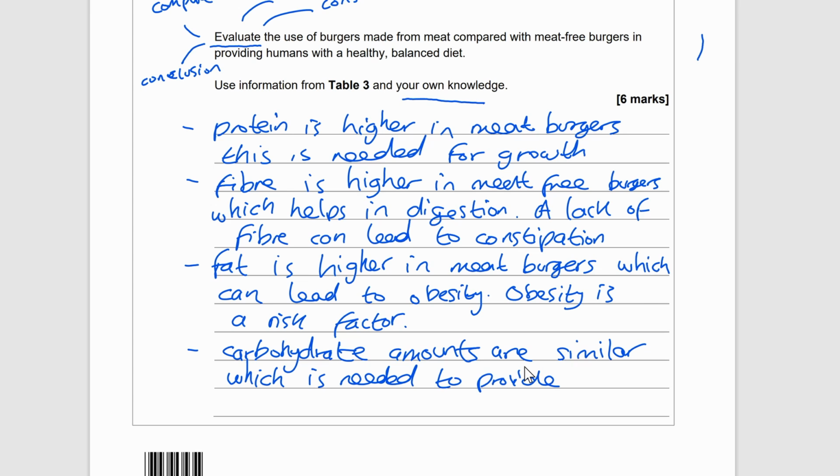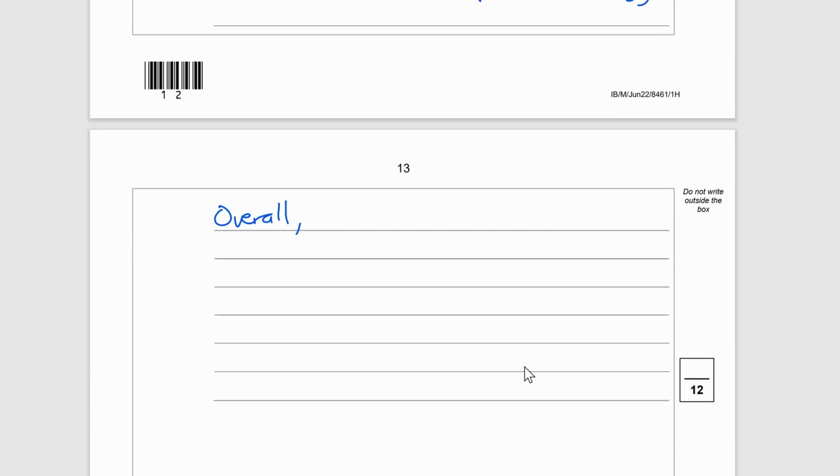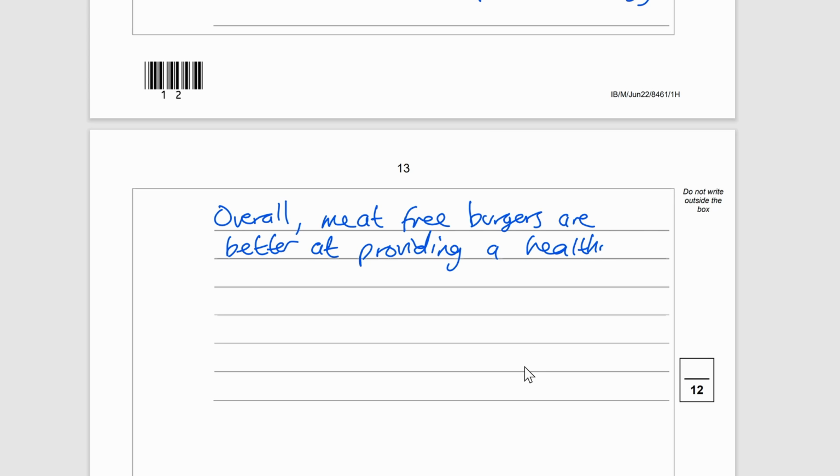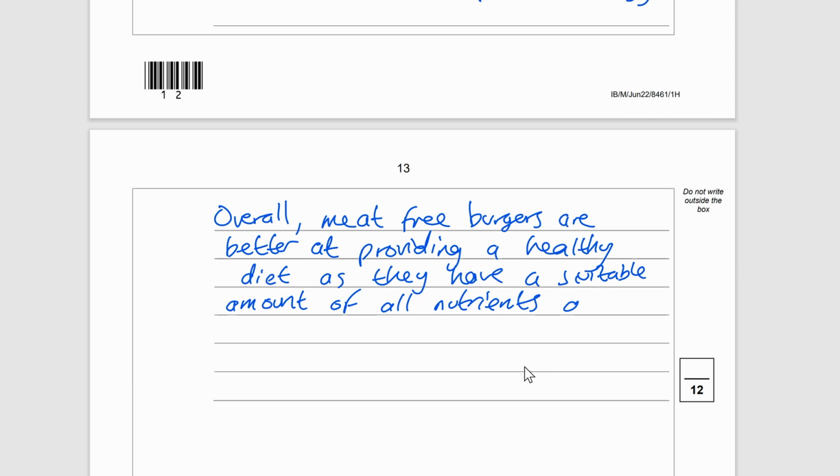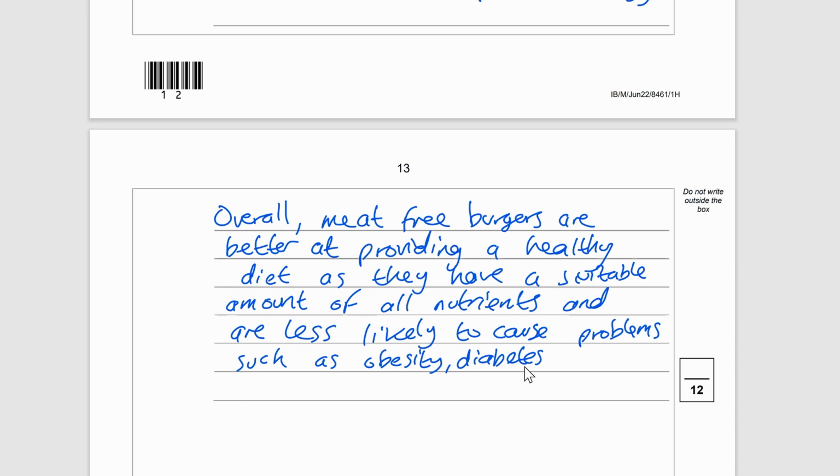So our final thing that we must do is we need to provide a conclusion. So we can say overall, meat-free burgers are better at providing a healthy diet as they have a suitable amount of all nutrients and are less likely to cause problems such as obesity, diabetes, and coronary heart disease.